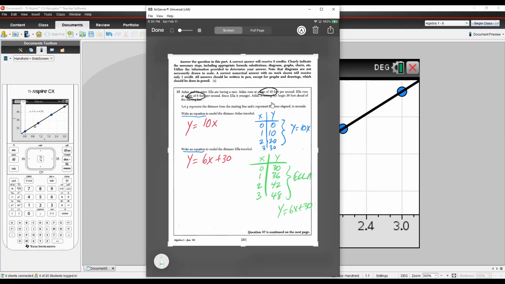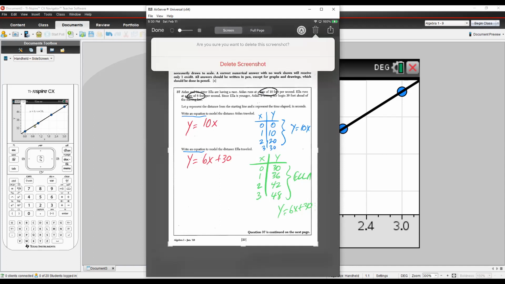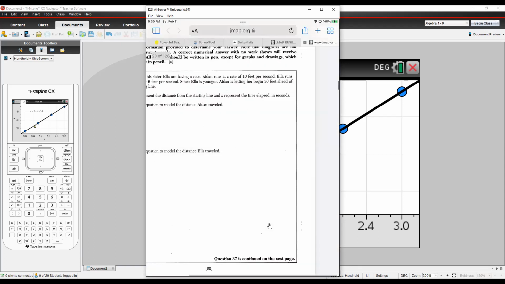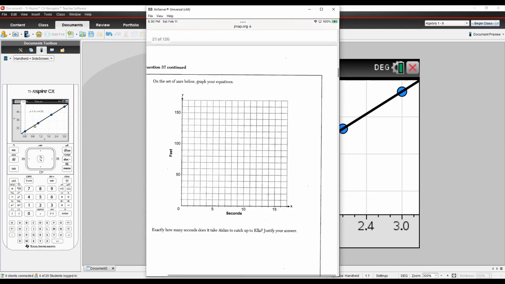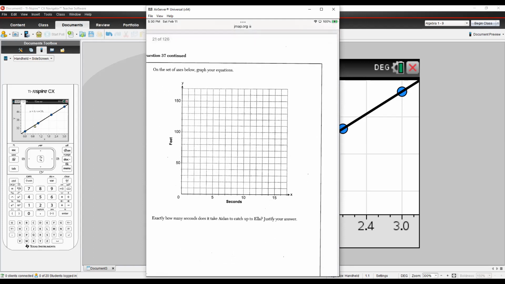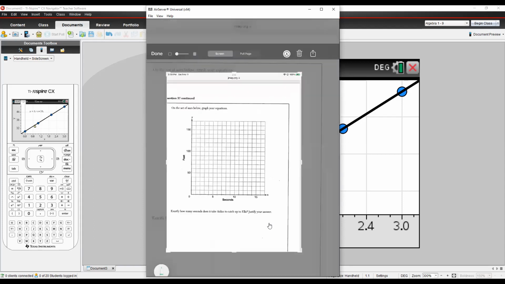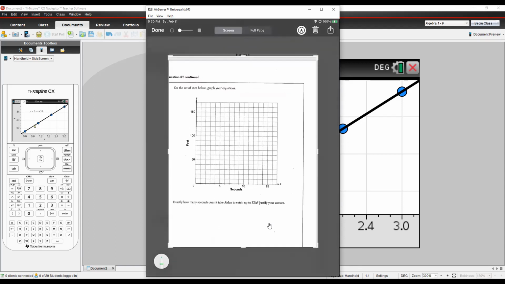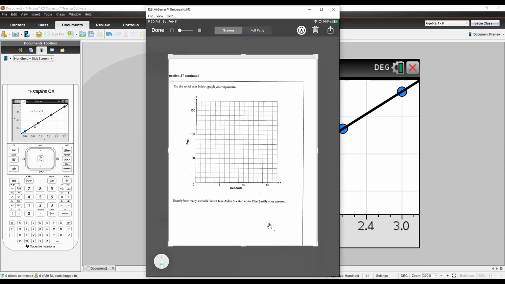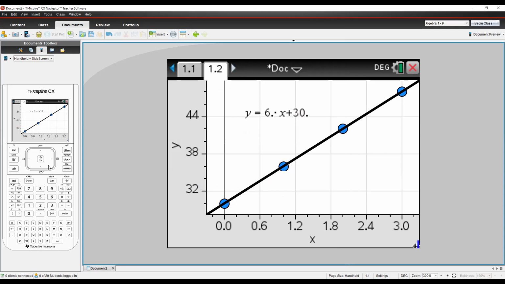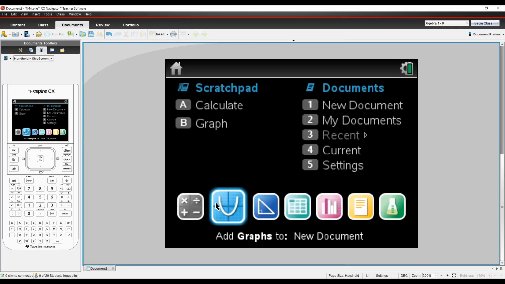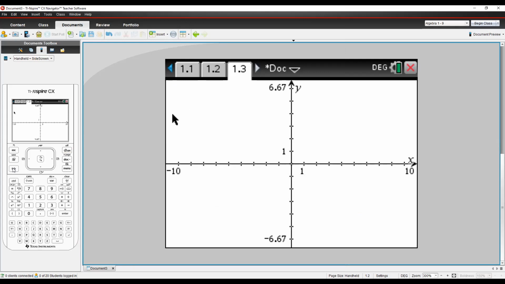So now that we've got those two equations, we got to do one more thing. So let me delete this. And I'm going to go to the second part here. And so I'm going to take a snapshot so I can write on this. And it says they want us to graph those two equations, and then they want us to say how many seconds does it take before Aiden catches up to Ayla. So what we're going to do is we're going to enter those equations. Okay, so first one was Aiden.